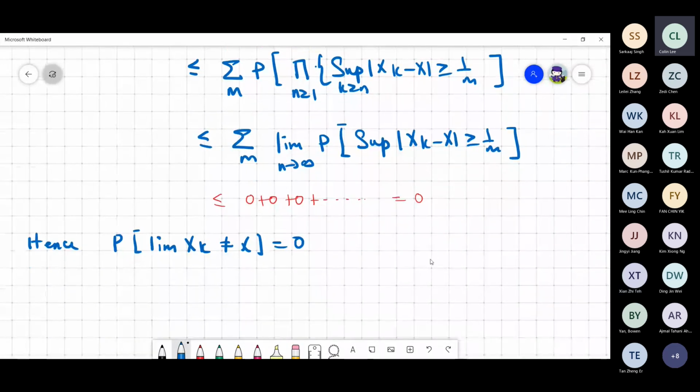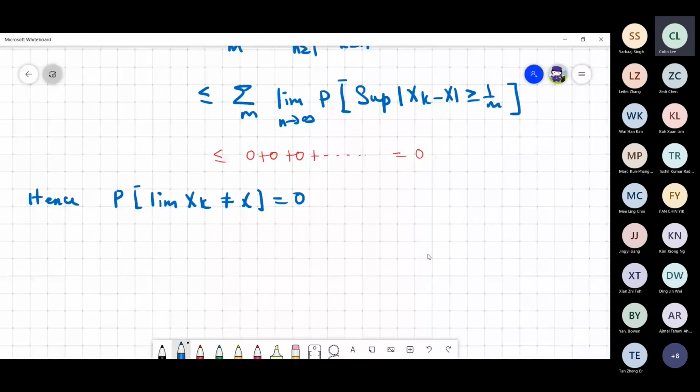Right, so that's the end of the proof of proposition 5.1.2.